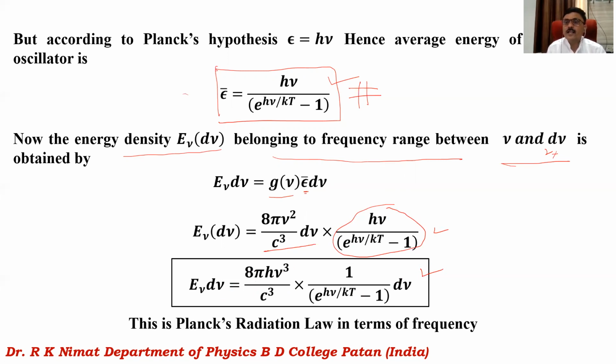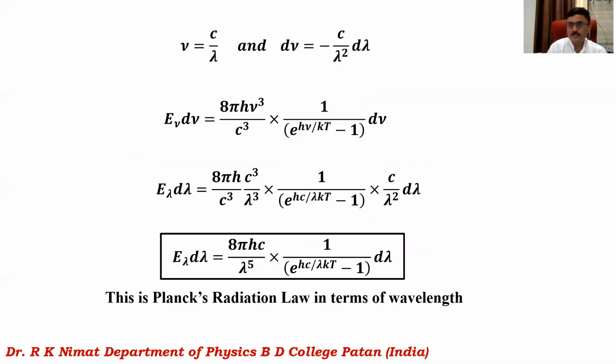We have obtained the radiation curve as the variation of the energy density with respect to wavelength, and therefore we have to convert this formula from frequency to wavelength. So this is the formula in terms of frequency. We have to obtain this formula in terms of wavelength, and for that we use nu is equal to c by lambda. We can calculate d nu is equal to minus c divided by lambda square d lambda. So we take the modulus of the value, since we cannot take the negative value.